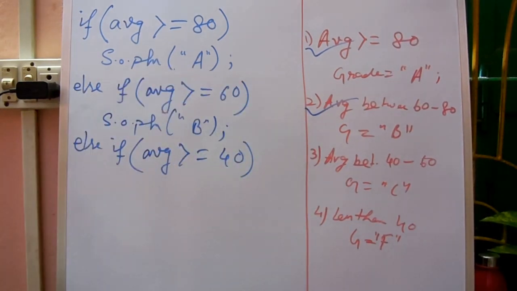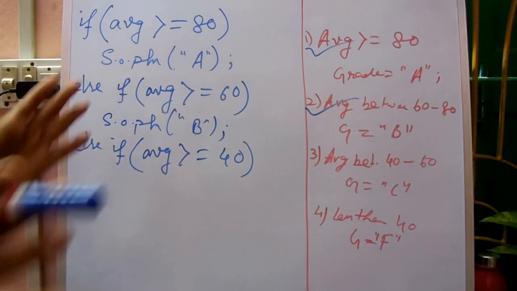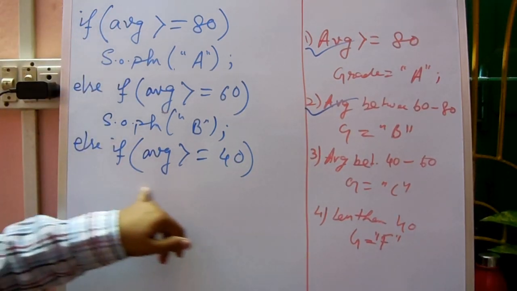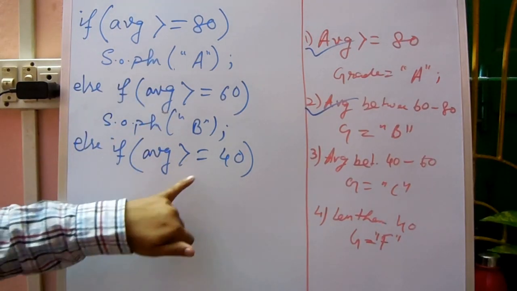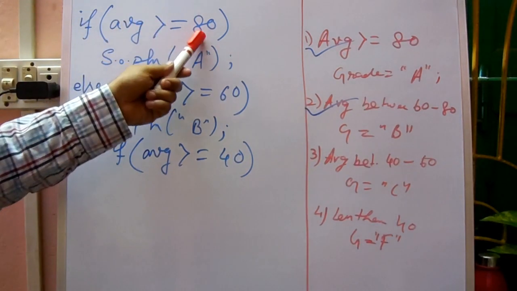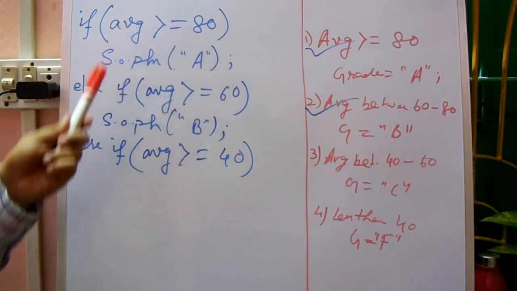So there is no need to mention less than 60, because of what? Suppose from the beginning you think someone's average is 50. Without giving a less-than value, it will automatically come here. From the beginning you see, is 50 greater than or equal to 80? No. So no means the else part.